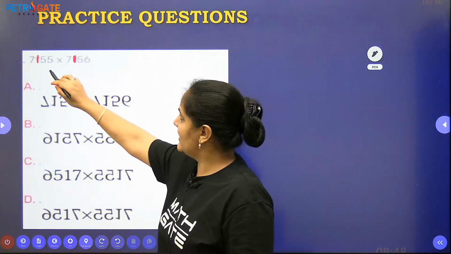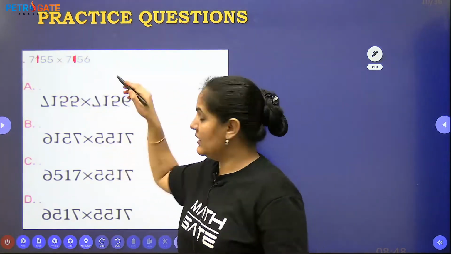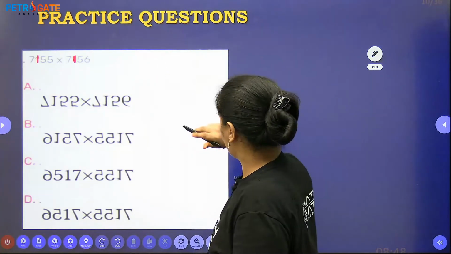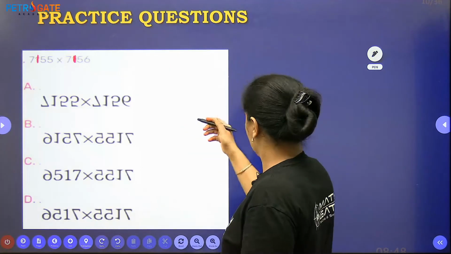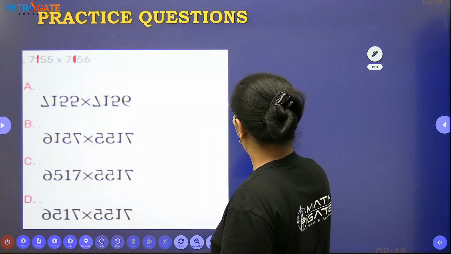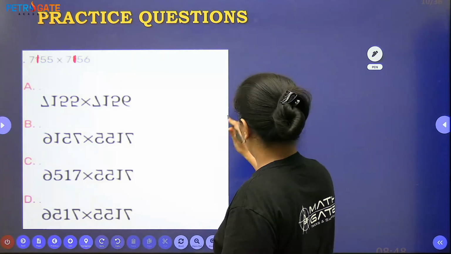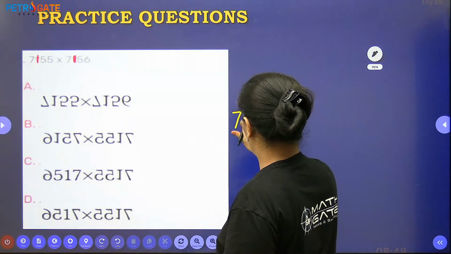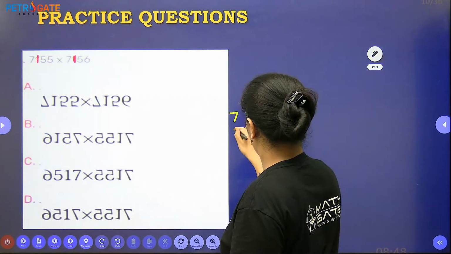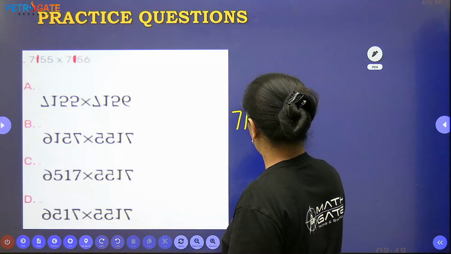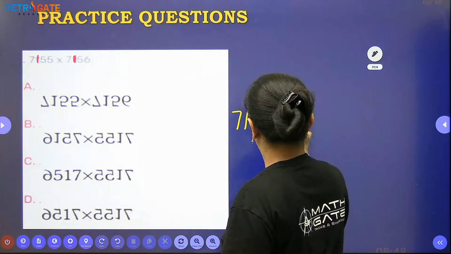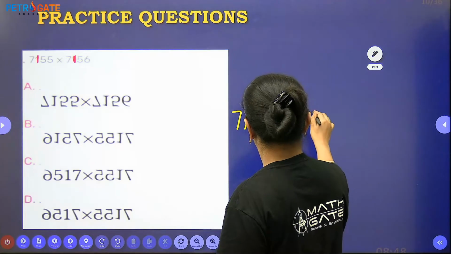So let's consider 1 only, just like this, only 1. Okay, now let me write down here. So when we go with this, I hope we need some more space, but okay, 7 1 5 5 multiply 7 1 5 6.